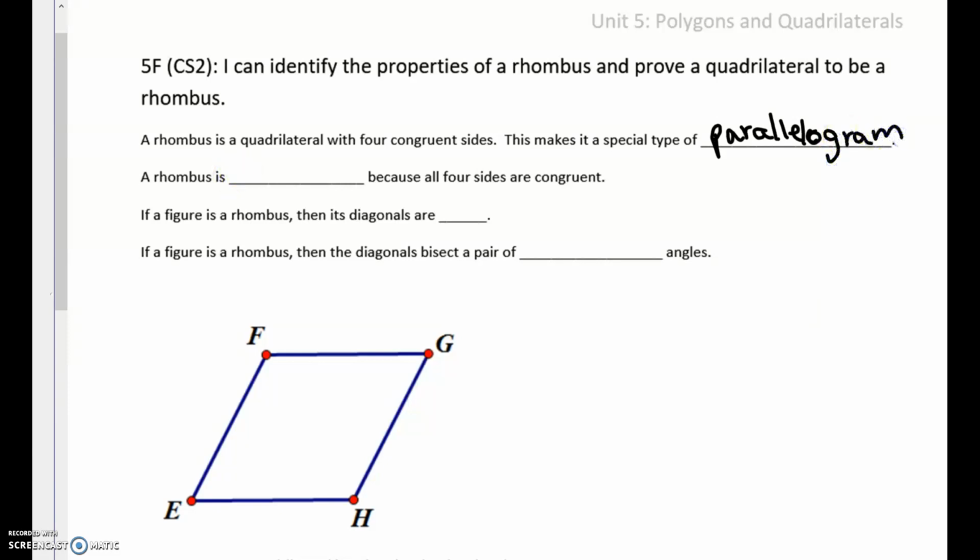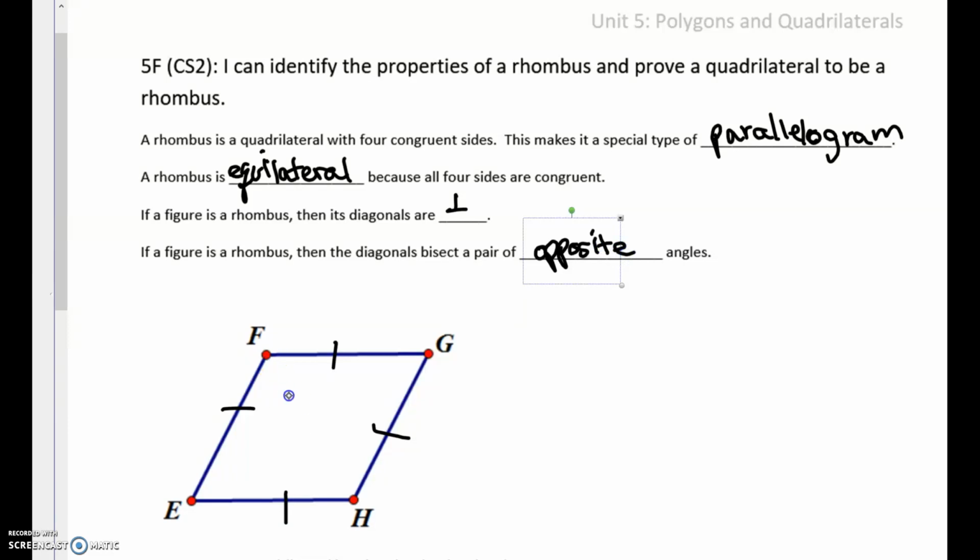A rhombus is equilateral, because all four sides of a rhombus are congruent. So we could mark that down here on our figure to show that all four sides are congruent. If a figure is a rhombus, then the diagonals will also be perpendicular, and the diagonals are going to bisect a pair of opposite angles. So let's mark all this up on our figure here.